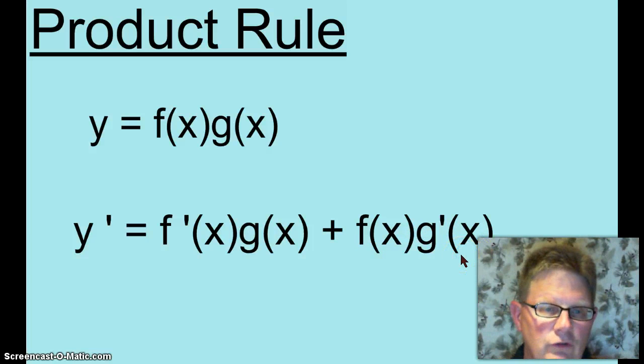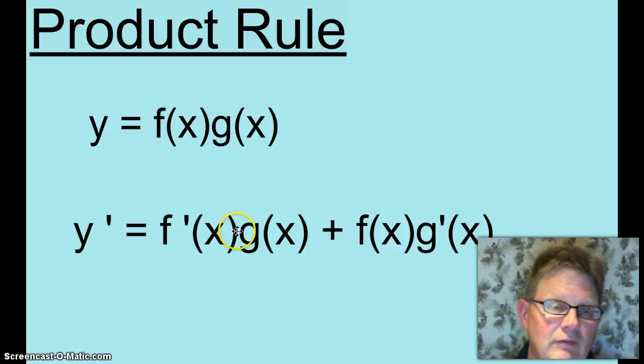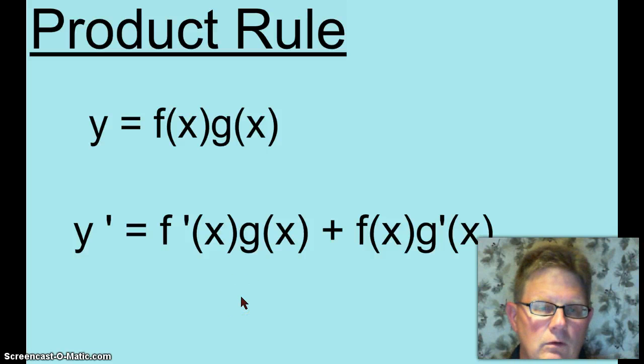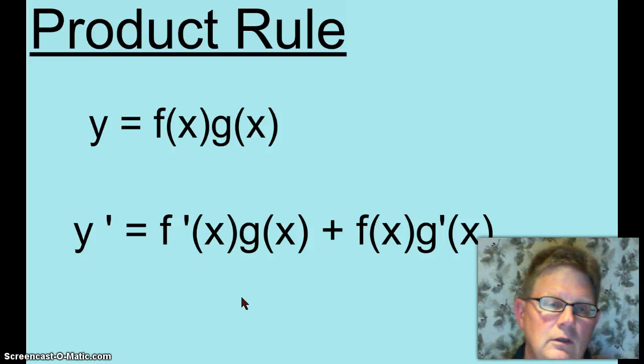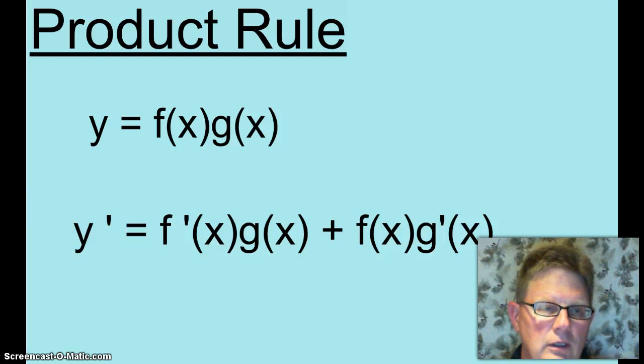Now, in most resources you see they're going to have g prime of x times f of x plus f prime of x times g of x. All I've done is use the commutative property of addition and switch the order of those two. And the reason I've done that is because this will look more like the quotient rule, as you will see later. So now that you have this copied down, well, if you don't, go ahead and pause. But now that you have this copied down, we will put it into practice.